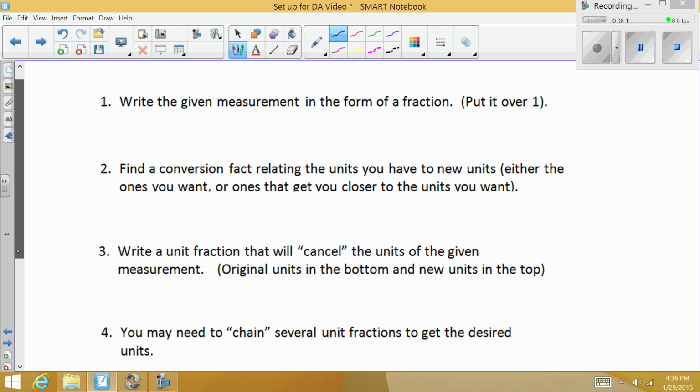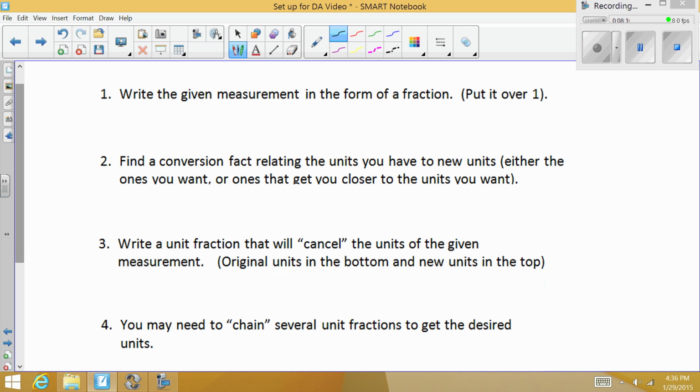So just to summarize here a little bit. Write the given measurement that you started with in the form of a fraction. Write it over 1. That helps us line up numerators and denominators, prevent some silly errors. Then you want to find a conversion fact, looking at your conversion sheet, relating the units you have to the new units. Either the units that you want to end up with, or ones that at least get you closer to the units you want. Sometimes you have to do a couple of these.